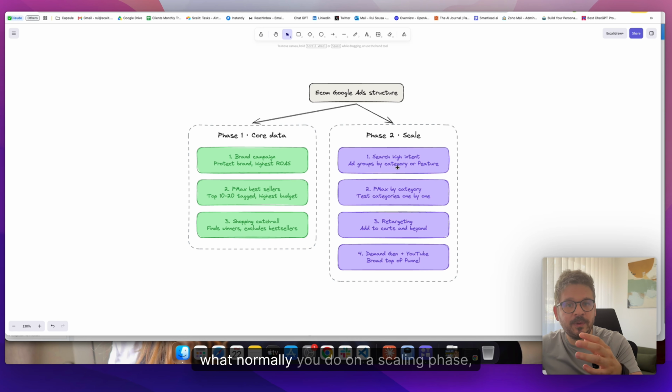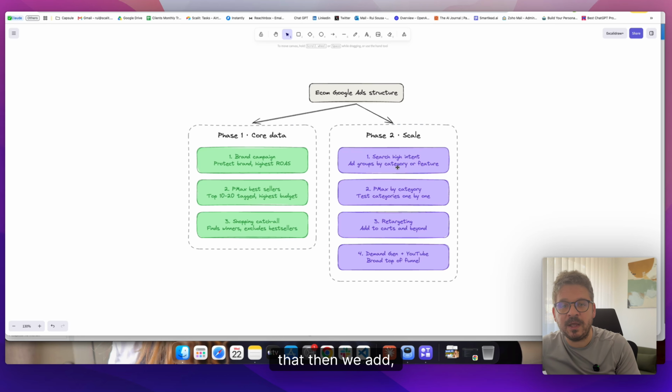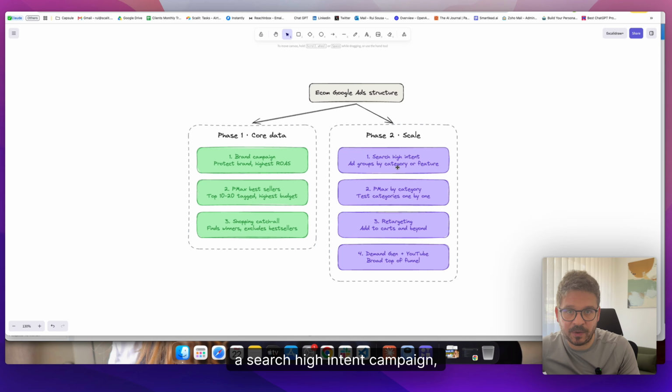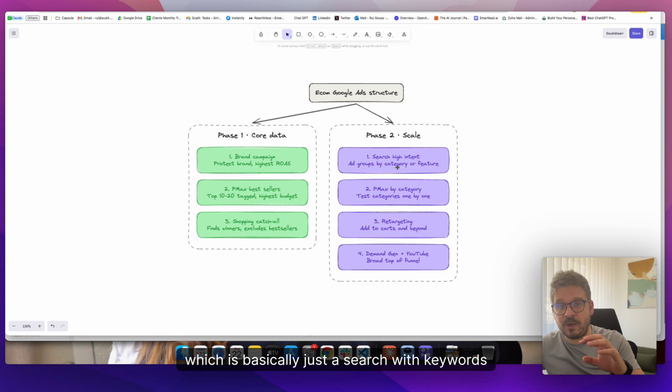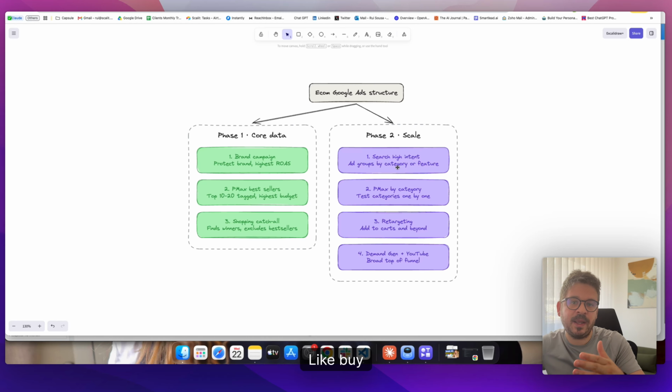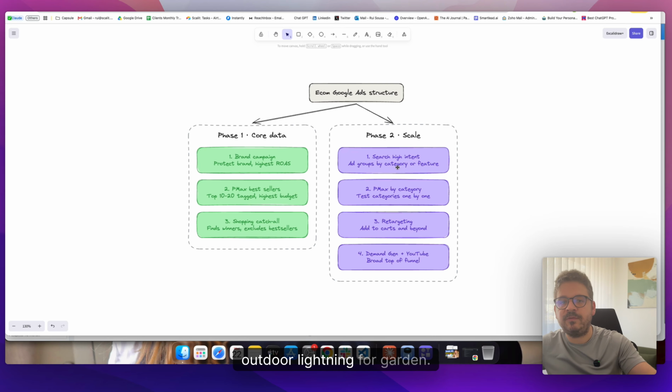So as you can see here, what we normally do in a scaling phase is add, for example, a search high intent campaign, which is basically just a search with keywords that are super high intent, like buy lampshade, right? Like the best ceiling outdoor lighting for garden.